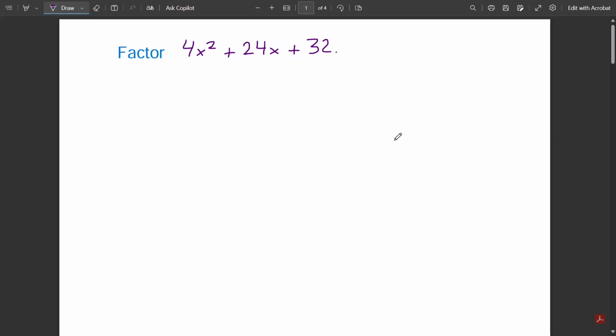Hi, Tim Unkert here. In this video, we're going to factor trinomials and binomials with a common factor. So let's look at this first example.